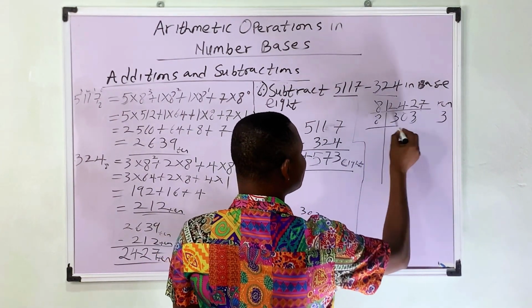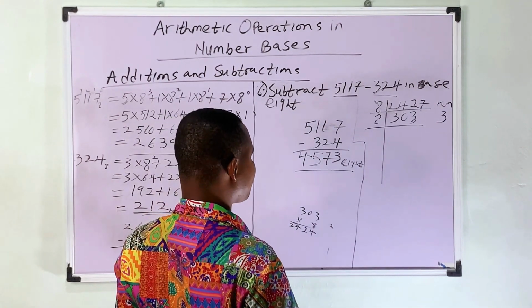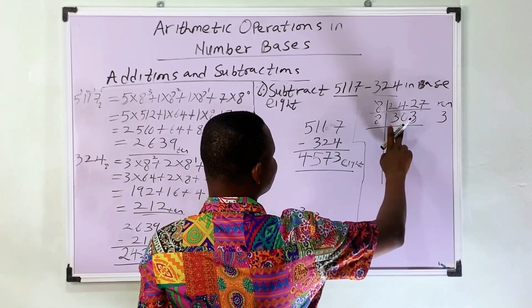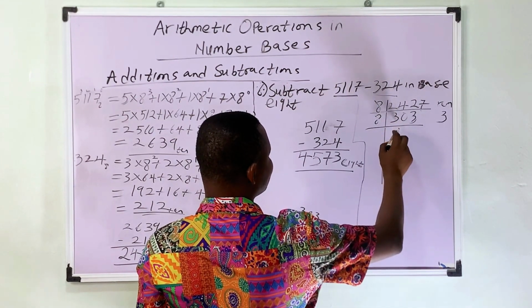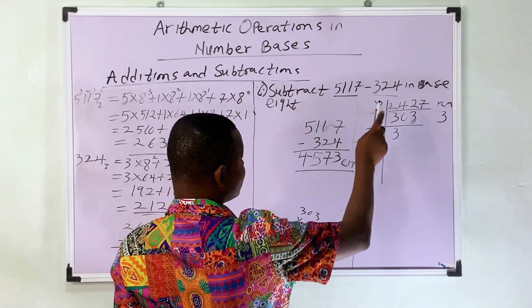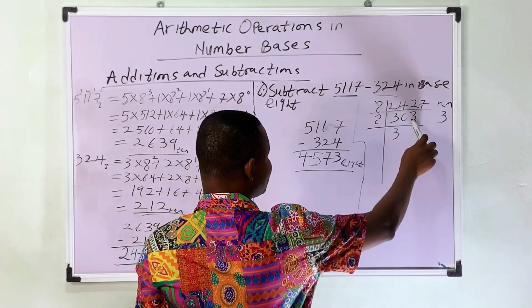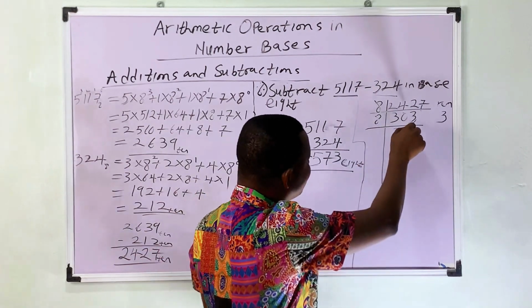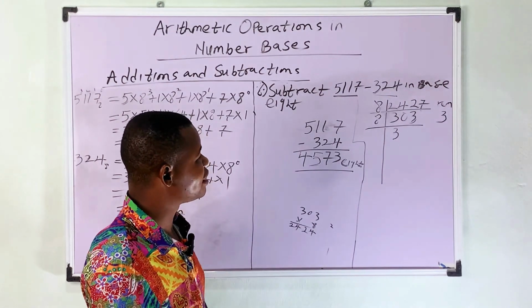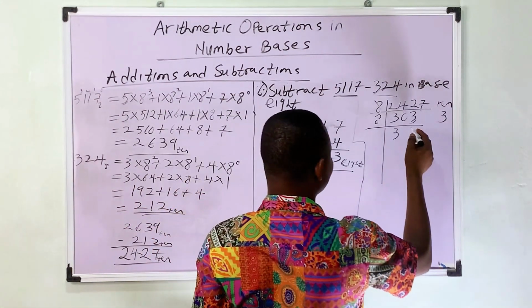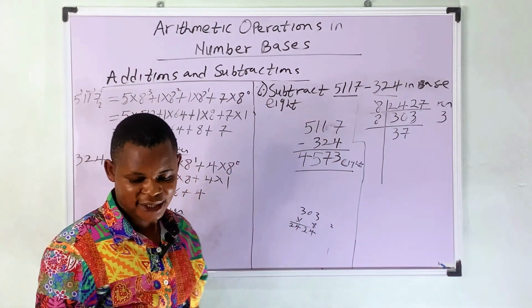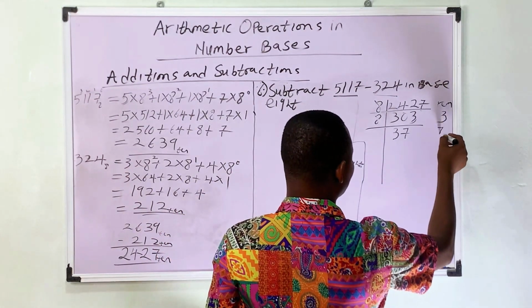Now, 303 divided by 8. Okay, 8 in 30, we have 3 also. That's 24. 30 minus 24, that's 6. We put the 6 here. So 63 now divided by 8. 63 divided by 8, that is 7. So remainder 7.